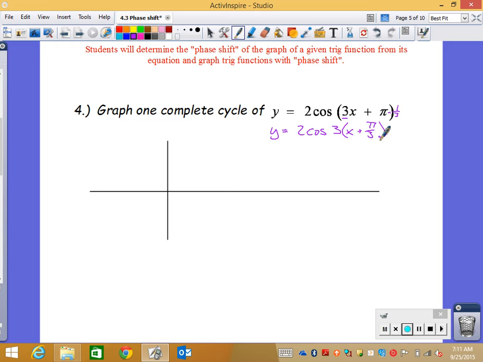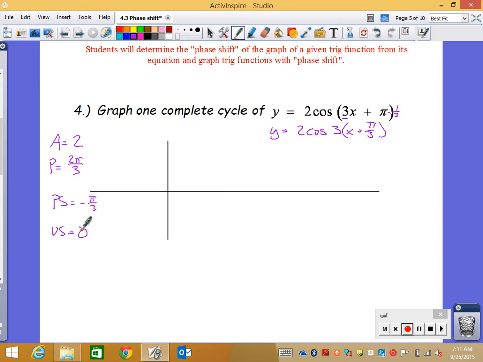Let's write out all 4 of my key values. My amplitude is 2. My period, which is my original period, 2 pi divided by b value, which is 3. Ooh, that's an awkward period: 2 pi over 3. Well, we'll deal with that in a little bit. What's my phase shift now? It's my value that I'm adding or subtracting from x, so it's a negative pi over 3, since we're adding it. And vertical shift, again, we got nothing, so it's a 0.